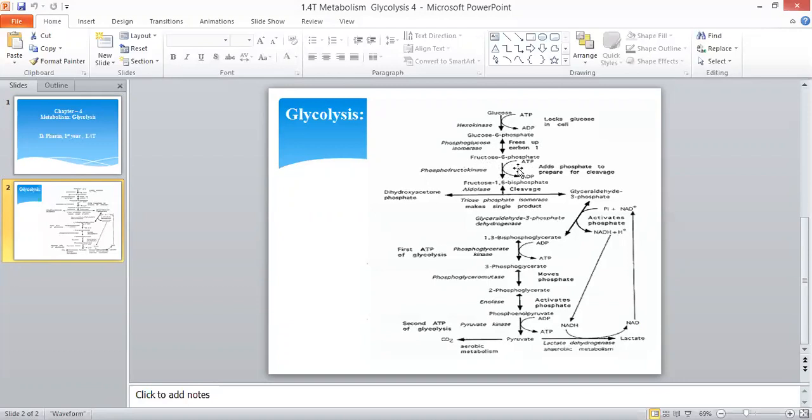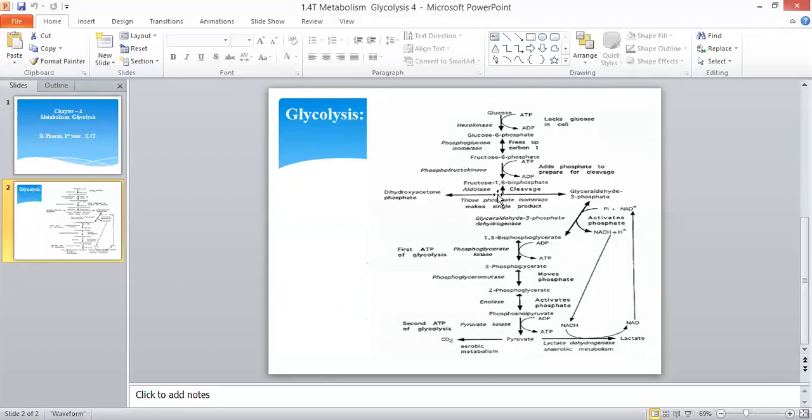The next step produces fructose 1,6-bisphosphate from fructose 6-phosphate. This reaction is catalyzed by the enzyme phosphofructokinase, and here ATP acts as a phosphate donor and the ATP is converted to ADP.